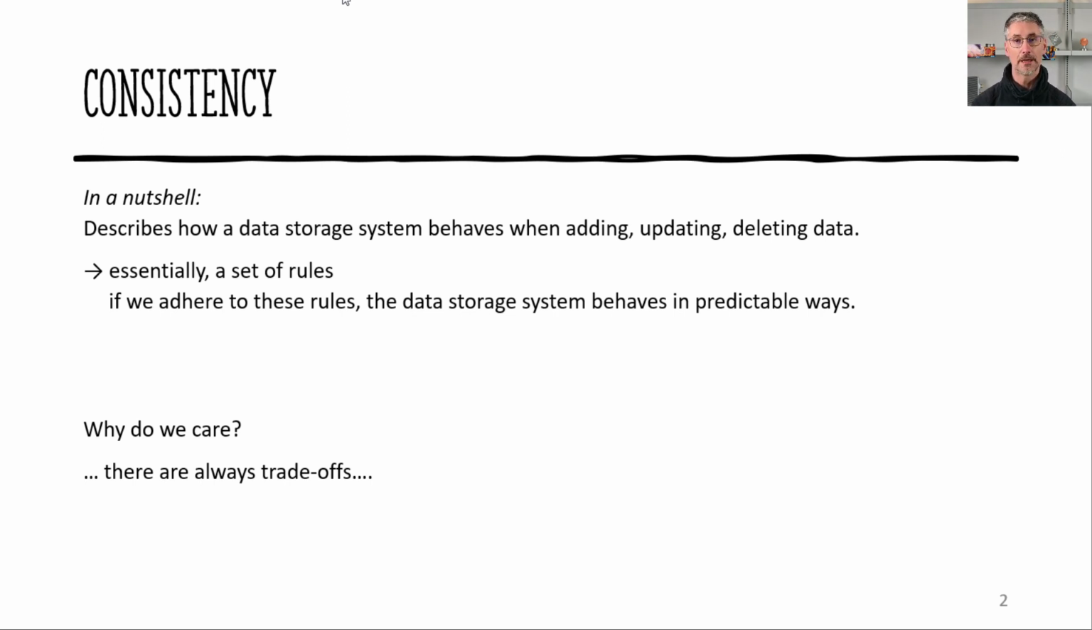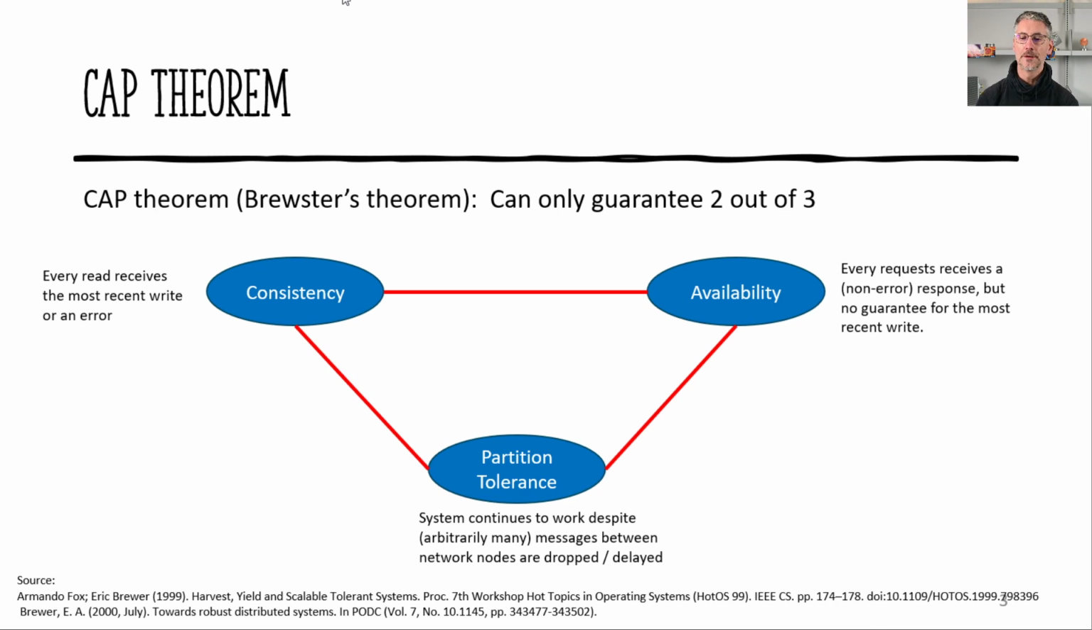Now, why would we care? Because the data storage system should take care of it automatically, shouldn't it? As always, there are trade-offs. And this is summarized by the CAP theorem, also called Brewer's theorem. You can only guarantee 2 out of the 3: consistency, availability, and partition tolerance.